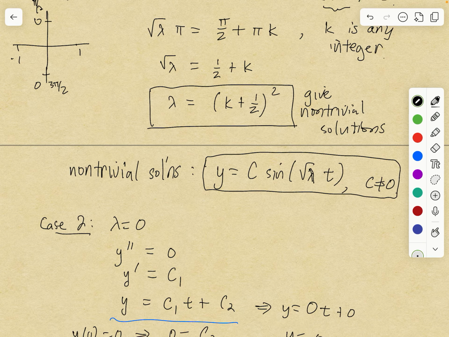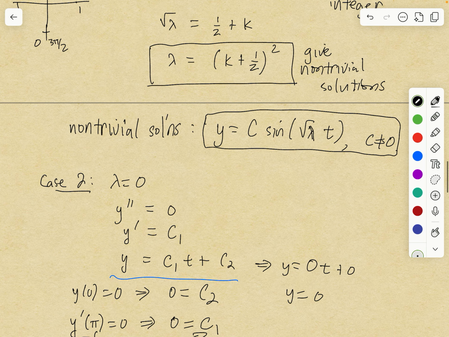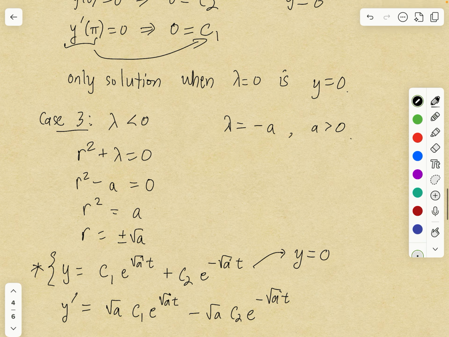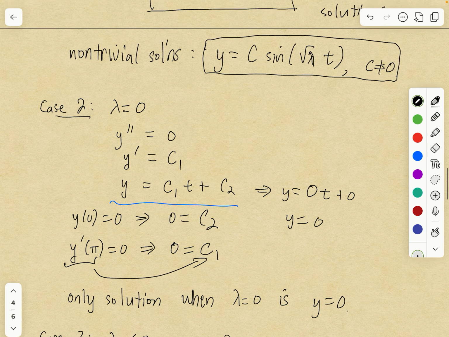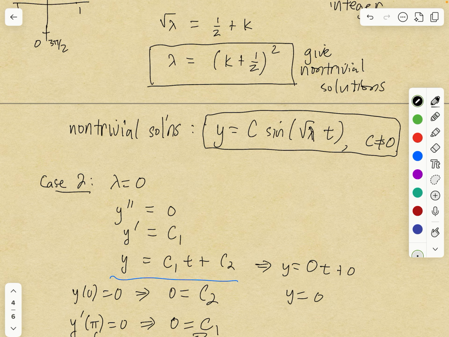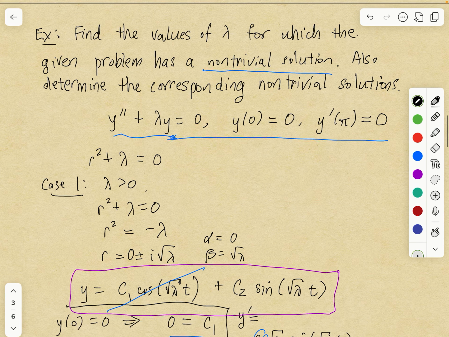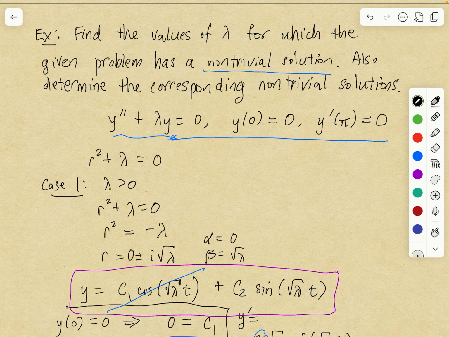And then the non-trivial solutions are the functions y equals a constant times sine of root lambda t, where the constant is not 0. And then all the other cases, when lambda is 0, when lambda is negative, those only give you trivial solutions. So that's the answer. So a long problem, but it's actually not that bad once you see how to do it.